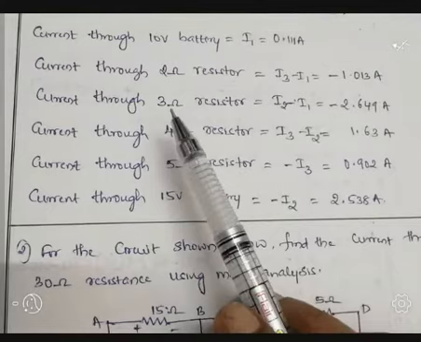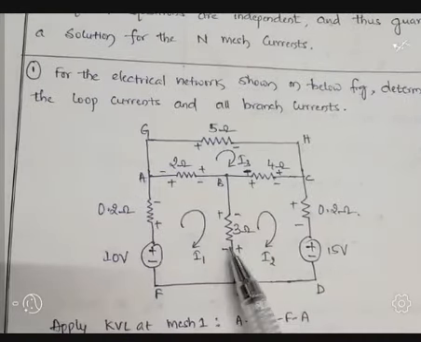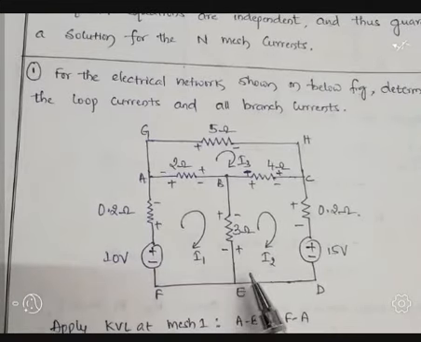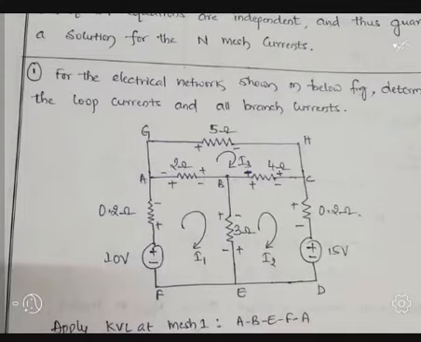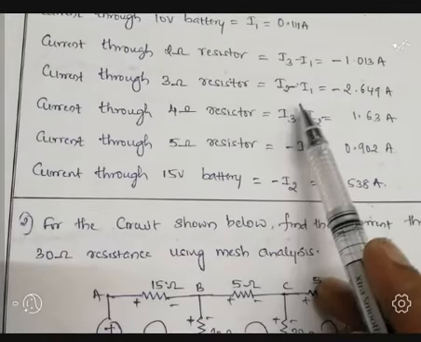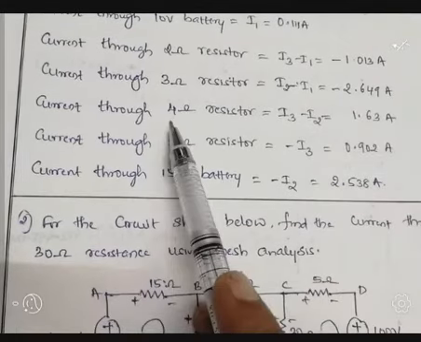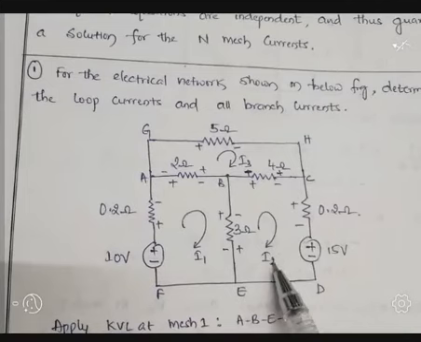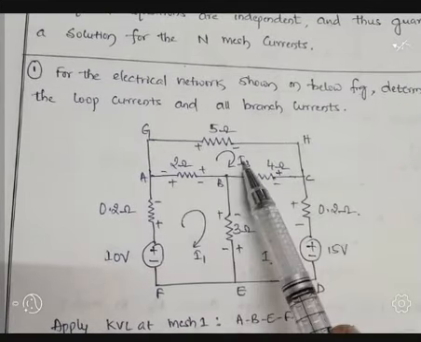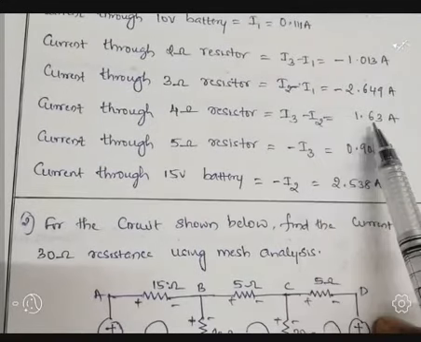Similarly, current through the 3 ohm resistor. In this branch, minus I1 plus I2 is there. So we can write I2 minus I1. Do the simplification. Answer is minus 2.649 amperes. Current through the 4 ohm resistor. Here minus I2 plus I3 is there. So we can write I3 minus I2, that is 1.63 amperes.